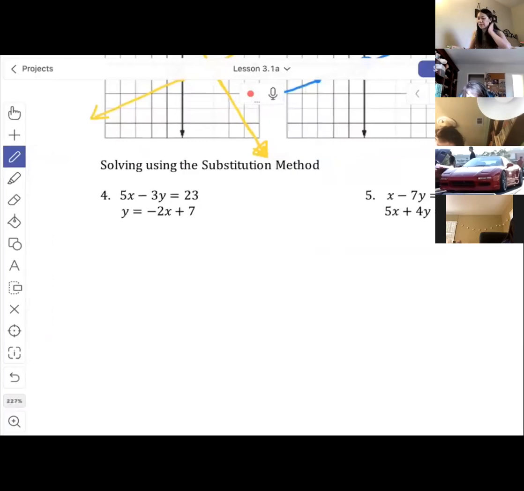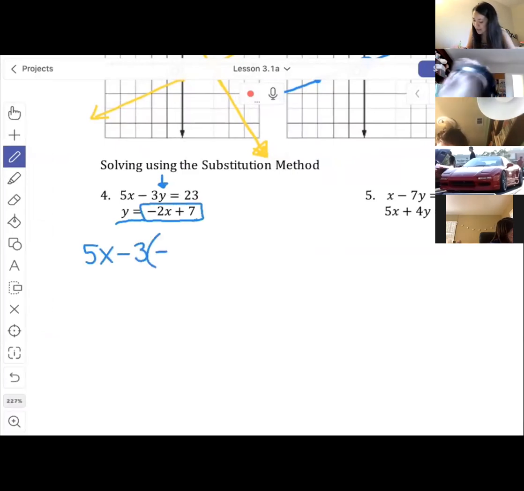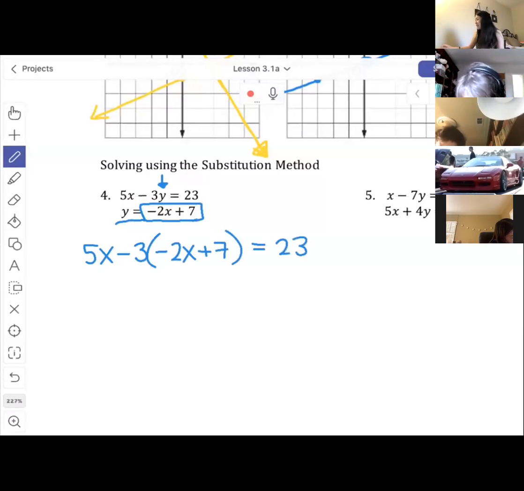All right, so let me show this first one. Number 4, I'm going to solve using substitution. The reason I know to use that is because y is already solved for here. So it's really easy to substitute, because y is equal to negative 2x plus 7. I can plug that into the y in the first equation. So I'm going to have 5x minus 3, use parentheses, and plug in negative 2x plus 7, is equal to 23. Okay, take it from here, please.